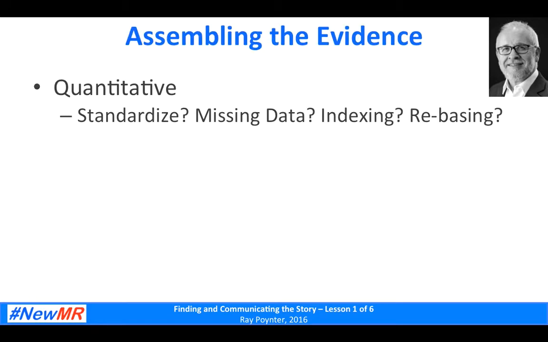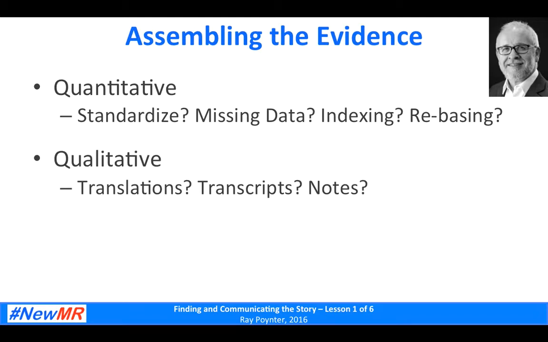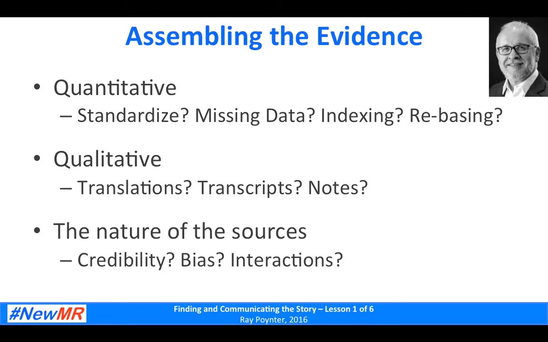We've got to assemble the evidence. So the quantitative data, it may need standardizing. It may need the missing data dealing with. We might need to index it. We might need to rebase it. We're going to cover all of this when we do the quantitative section. We'll just highlight one or two things today. In the qualitative, we may have translations to think about, transcripts, notes, memos. All of these need to be brought into the system. We need to look at the nature of the sources, which ones are more credible, which ones have got bias, which ones show interactions with each other.